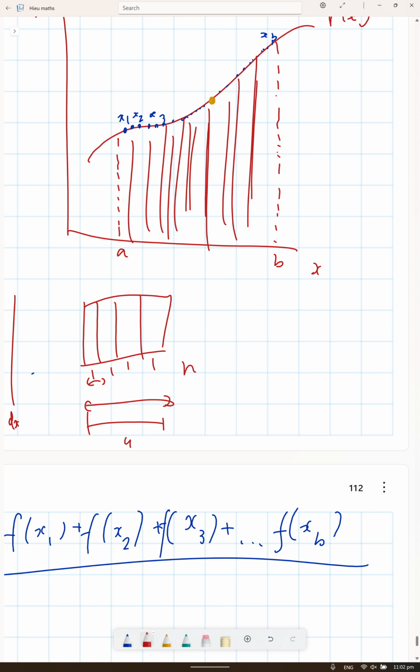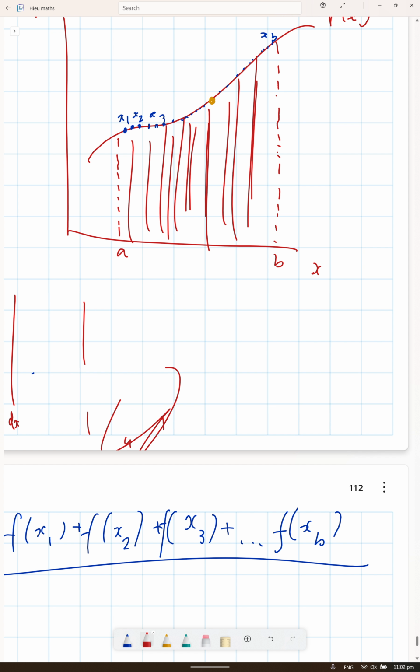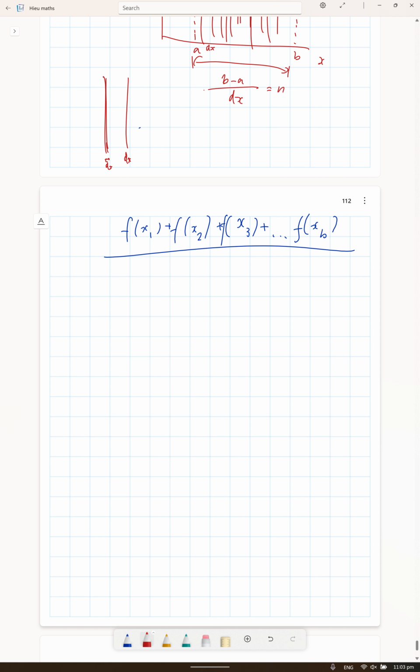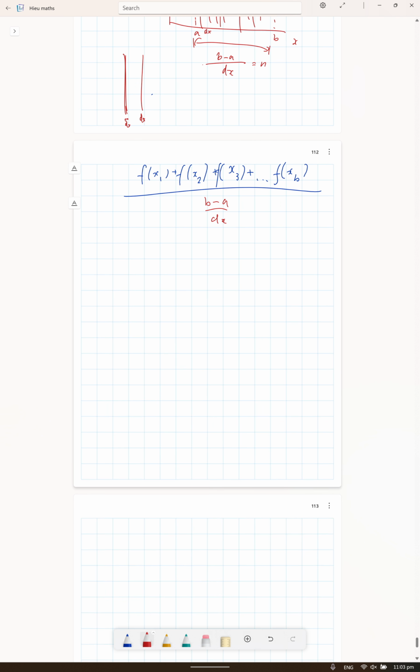What is the length of the whole thing here? Well, it's whatever this length is. What is this length? It's b minus a. Does that make sense? b minus a gives us this length. So we take the length of the long one and divide by the size of the small ones. What are the small ones? dx. That's it. This equals the number of slices that we've made. And so now we divide the sum of all the values by the number of samples we have, which is here, b minus a over dx. Okay, that's it.